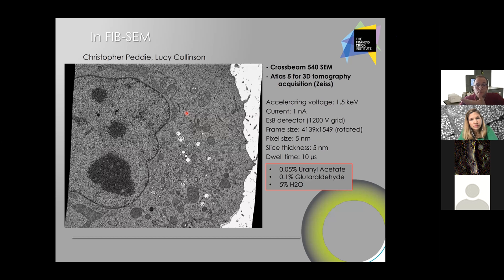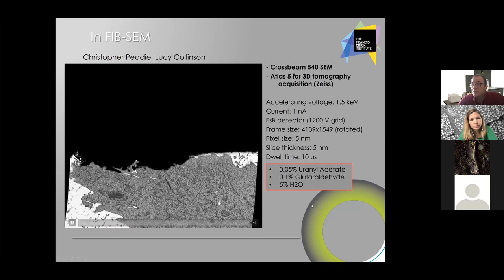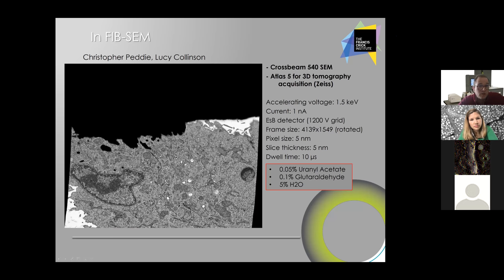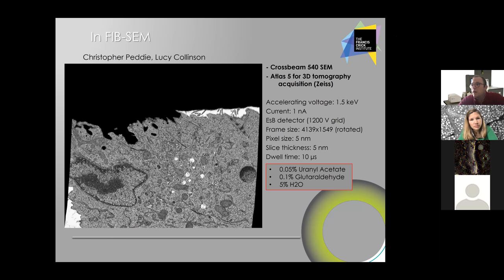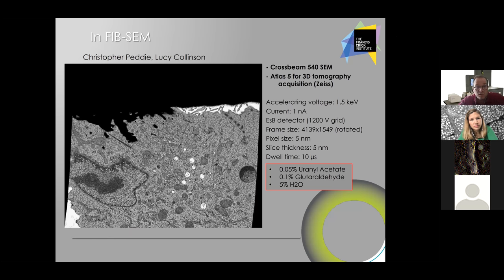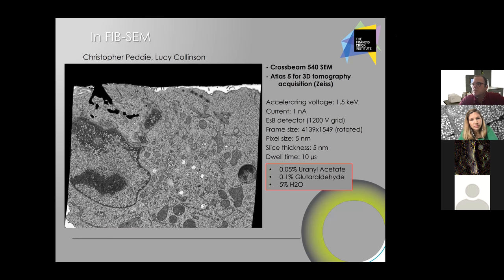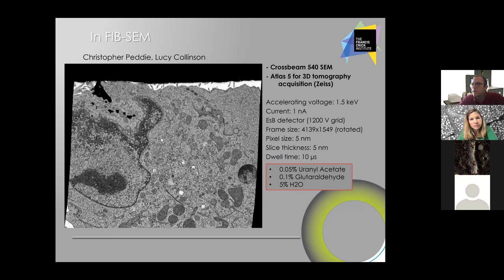The same sample, or the same block, was also put into the FIB-SEM microscope. And again, we had some very high contrast. I know that the FIB-SEM is giving much higher contrast natively, and this is confirmed here. There is nothing novel in this case, but this gives us very encouraging results.